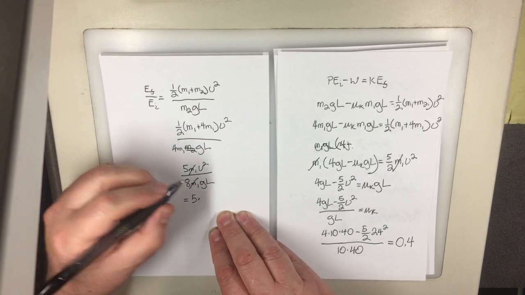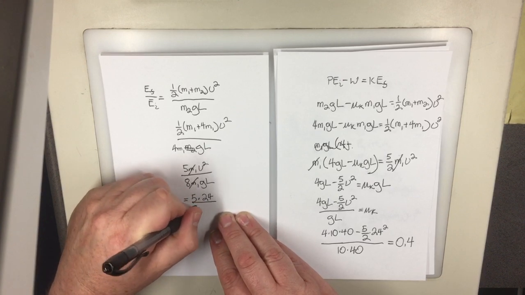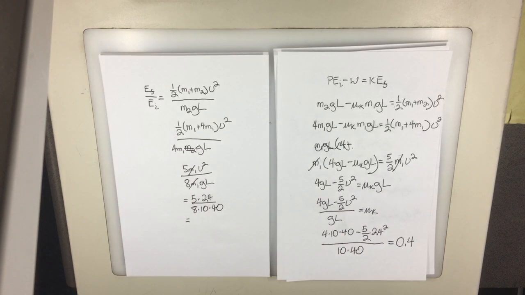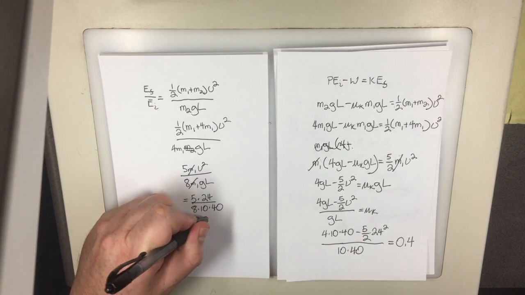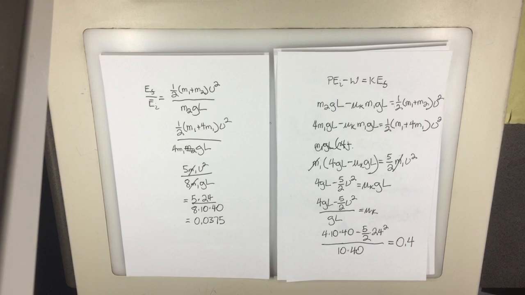5 times 24 divided by 8 times 10 times 40. 0.0375. That's the fraction.